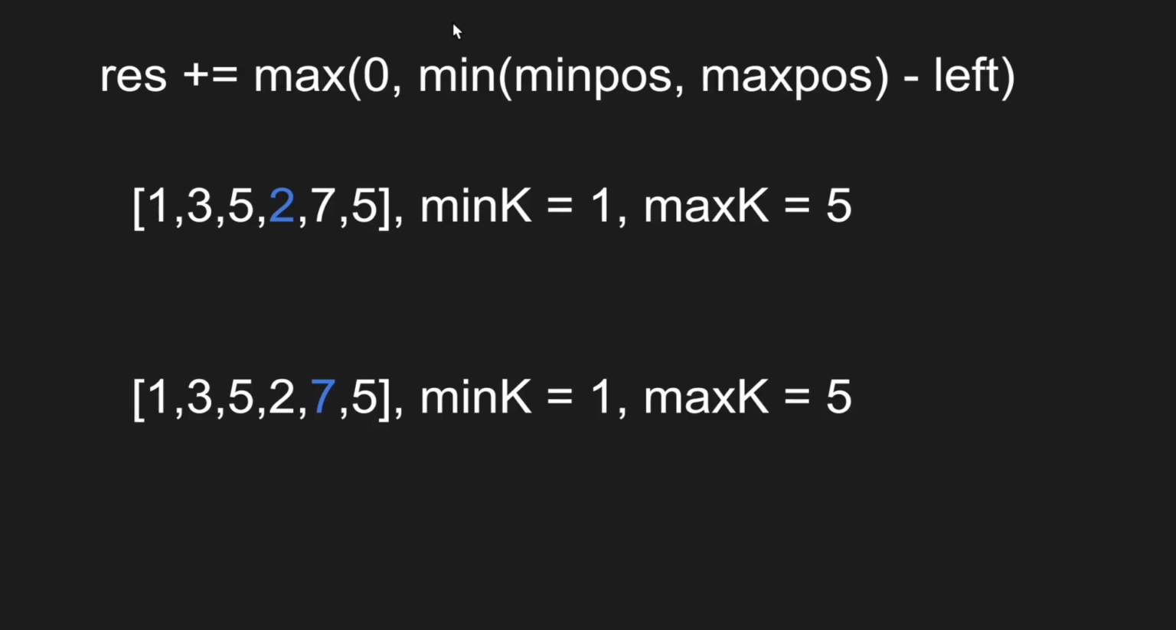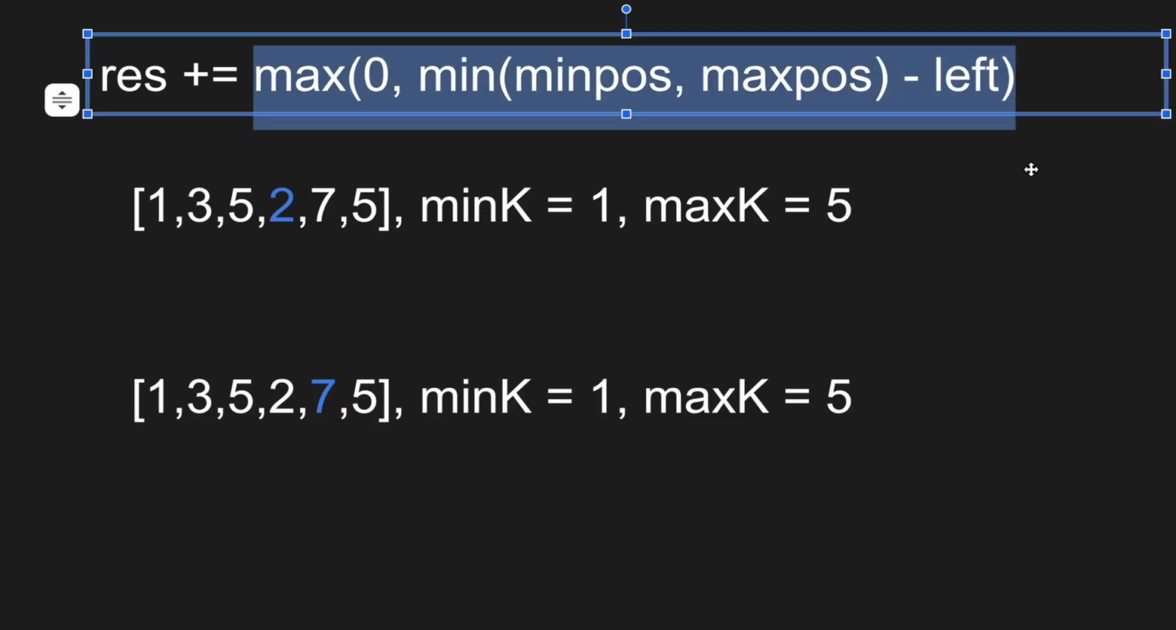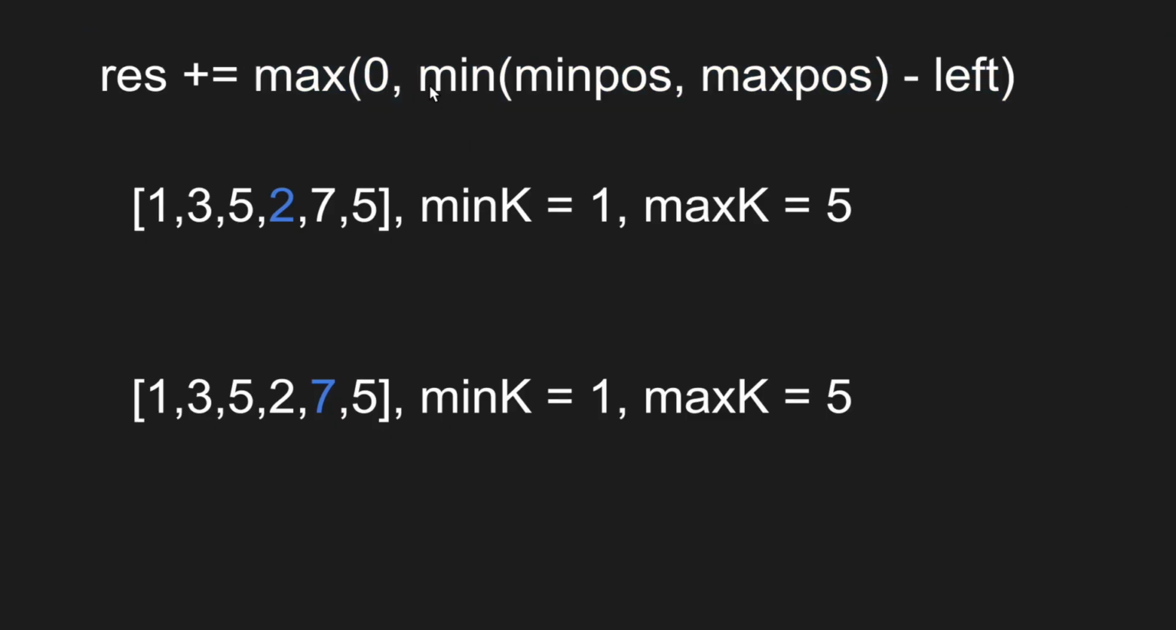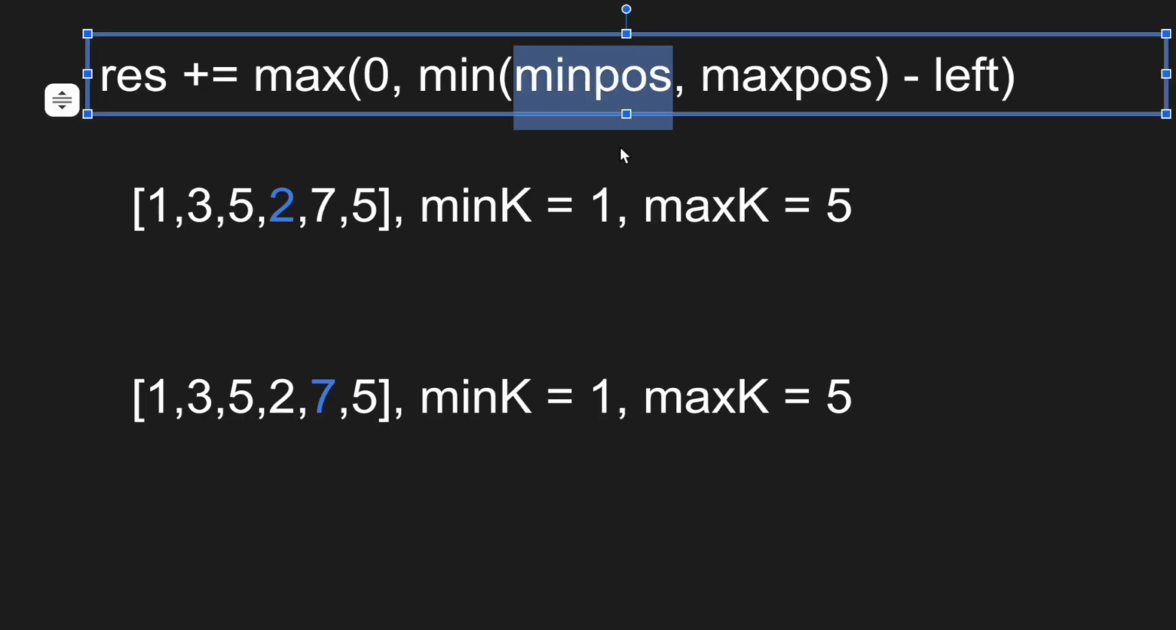problem. So for this problem, we will use this equation at every iteration, and they will all initially be initialized as -1. So min pos will be the rightmost position up to the element we are at that has the value of min k, and max pos will be the same thing but for max k, and left will be the rightmost position up to the element we are at that violates it. So if it is greater than max k or less than min k.